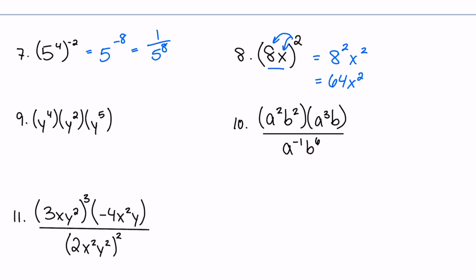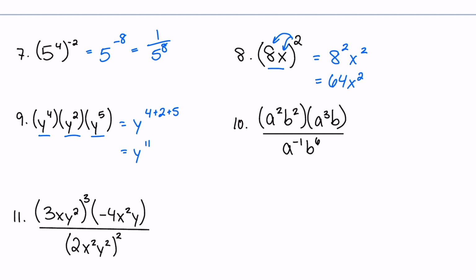For question 9, we have 3 things being multiplied together, but they all have the same base. So we can just add the exponents. So we end up with y to the power of 4 plus 2 plus 5, which gives us 11. So our answer is y to the power of 11.